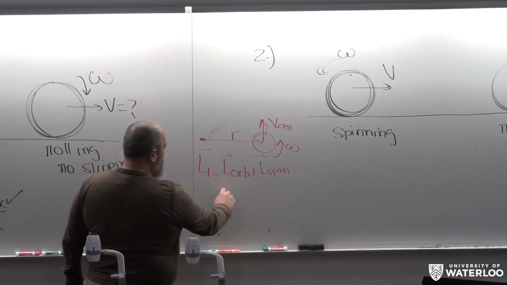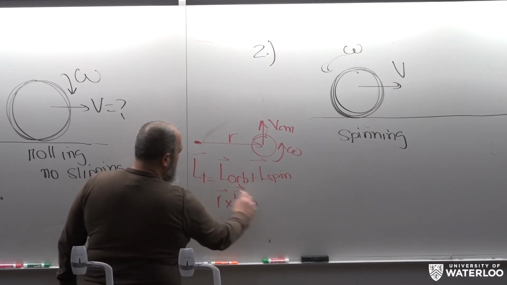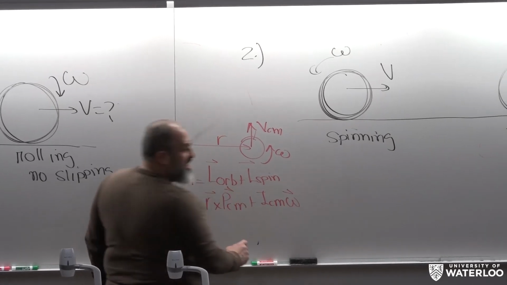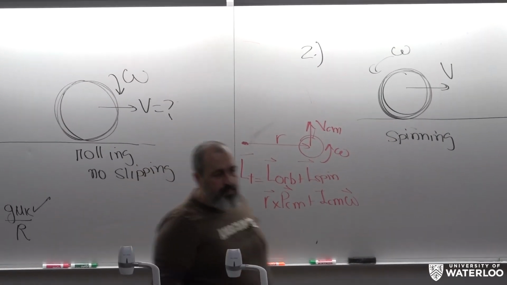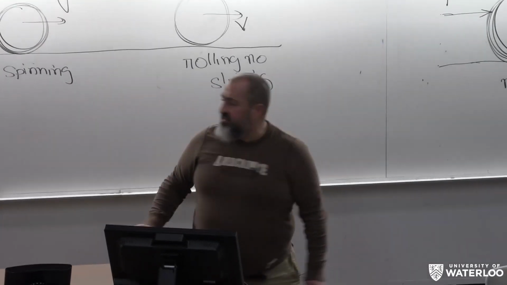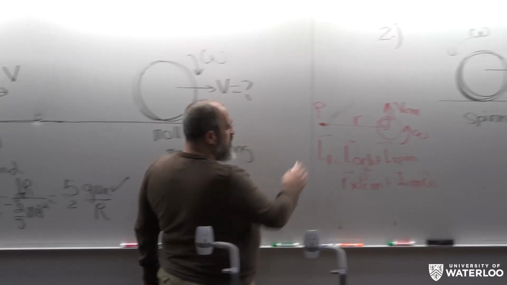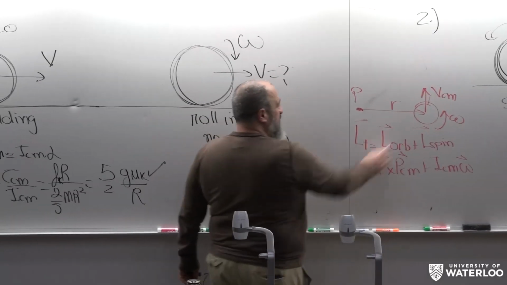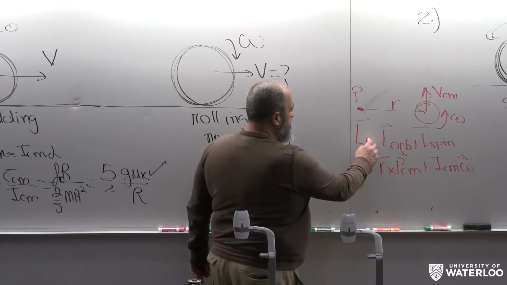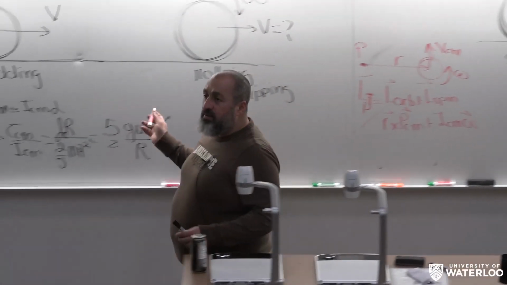So L orbital is R cross P_CM. Okay, keep that in mind. Plus I_CM omega. We're accounting for both angular momenta. That is the total angular momentum of an object about any point P. Okay, for any point P, so point P could be here, then you had R cross P, so this is L total about P. All right, we're going to use that concept now to solve this problem in one line.